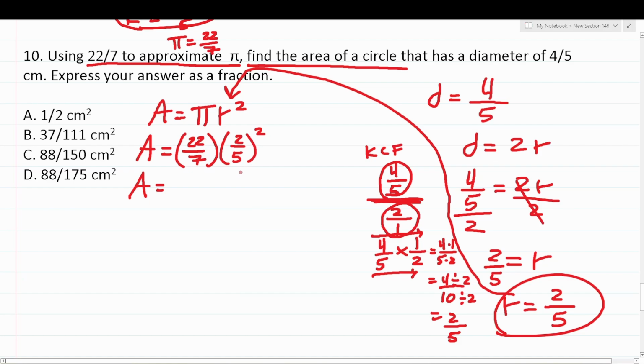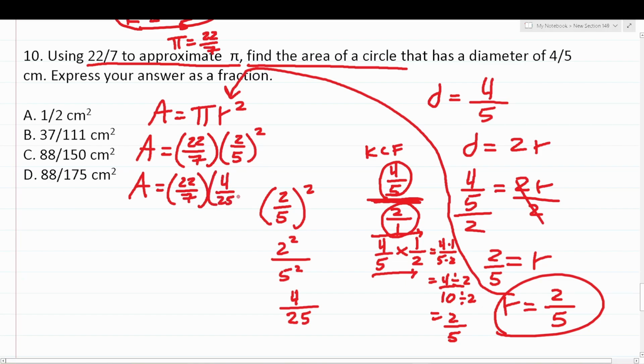All right, so now we've got to work this out. And according to your order of operations, you do exponents before multiplication. So we've got to take care of this 2 over 5 squared before we proceed. And you should know that this square applies to both of these terms equally. So this is going to become 2 squared over 5 squared. 2 squared, of course, is the same thing as 2 times 2, which is 4. 5 squared is the same thing as 5 times 5, which is 25. So this becomes 22 over 7 times 4 over 25.